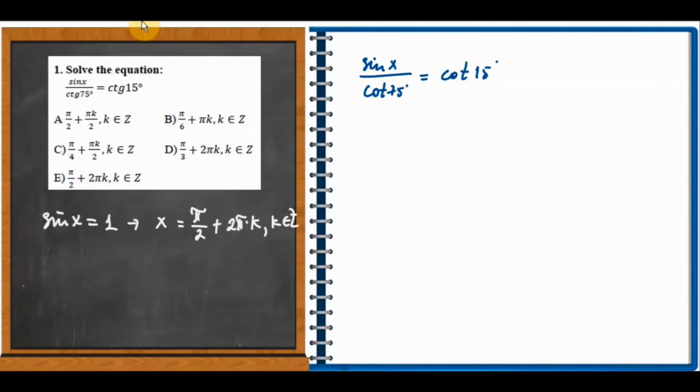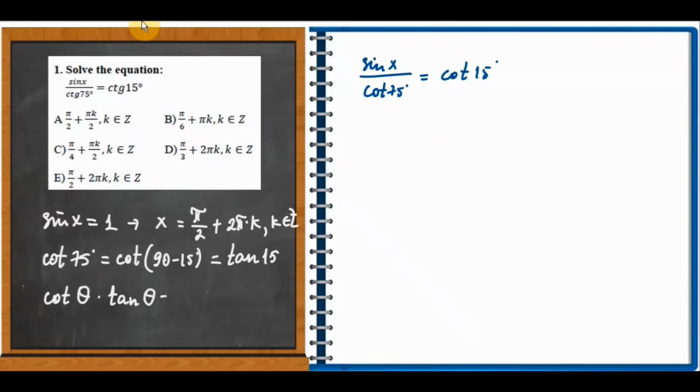And then we need to know the conversion. Cotangent 75 degrees is equal to cotangent of 90 minus 15. 90 minus 15 is still 75. Now, if we see 90 here, we'll change the name of cotangent. It's going to be tangent 15 degrees, because both of them are in the first quadrant, we don't need to write any negative sign. Then we need to know the formula: cotangent theta multiplied by tangent theta is equal to 1.